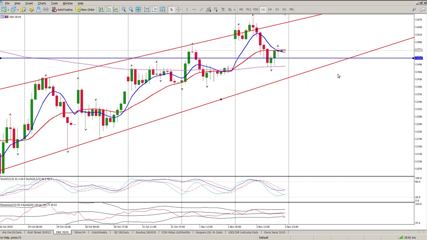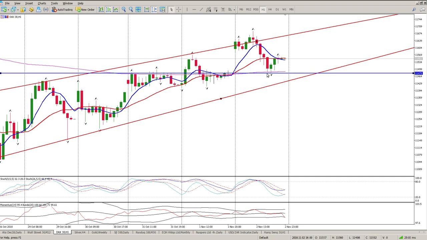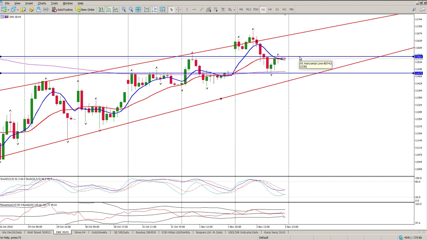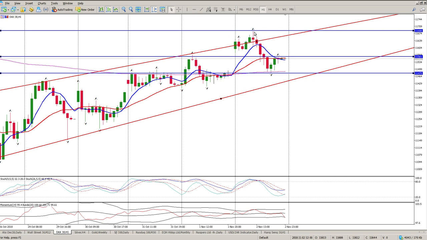We do have a 200 moving average on the hour here. We've had a bit of a crossover of the oscillators and nothing really else to write home about. So the areas to watch are definitely 11,479. This isn't quite a fractal yet. We'll have to wait for the first hour of trading to see whether this is confirmed as a fractal. If it does confirm as a fractal, then that is a level to watch, so that would be 11,561. Ultimately you want to see a break above this fractal level here.